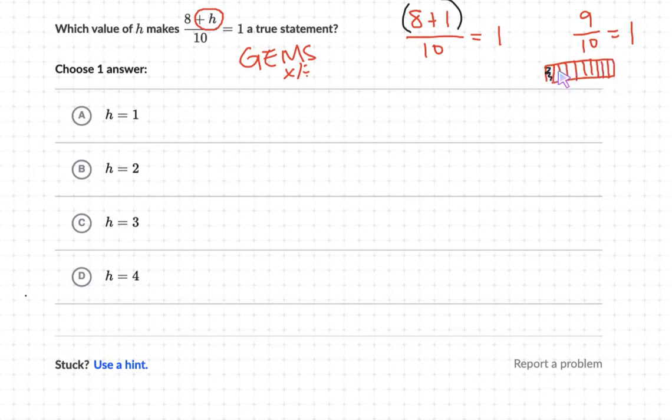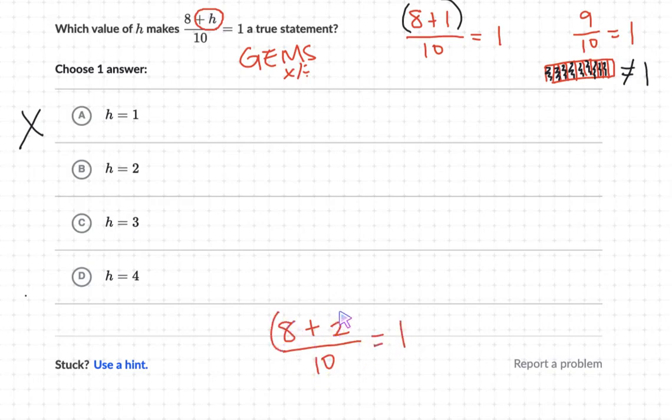That's not quite 1. All the pieces would have to be colored in order to get to 1. So it's not equal to 1. So that one is not correct. Let's try the next one, although it was only one away, so maybe the next one works. Instead of 8 plus h, I'm putting 8 plus 2 divided by 10 equals 1.